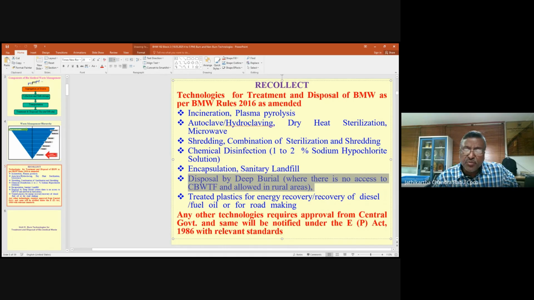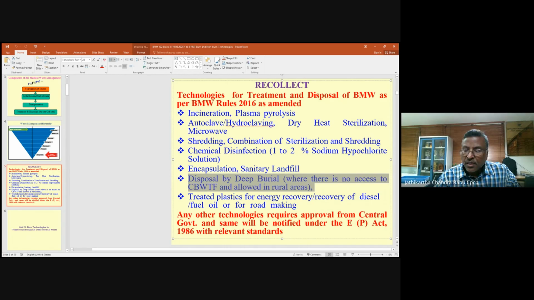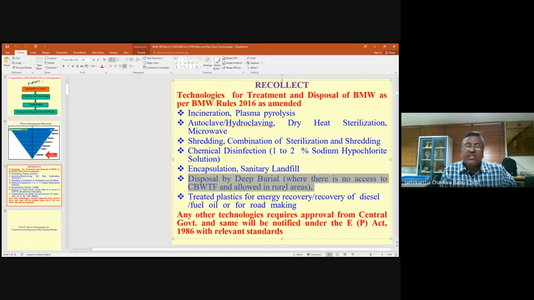Please kindly respond to me. In rural areas, sir. Yes, in which other area is deep burial permitted? Where a common waste treatment facility is not possible, there it is allowed. Yes, what you said is correct, ma'am. Thank you very much for your response. Deep burial is allowed in a place where there is no access to common facilities, and also in rural areas where there is no common facility at all.